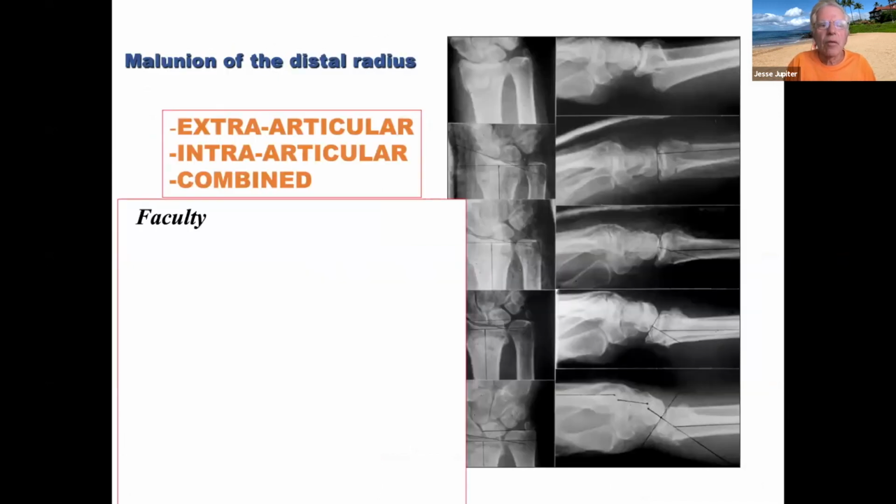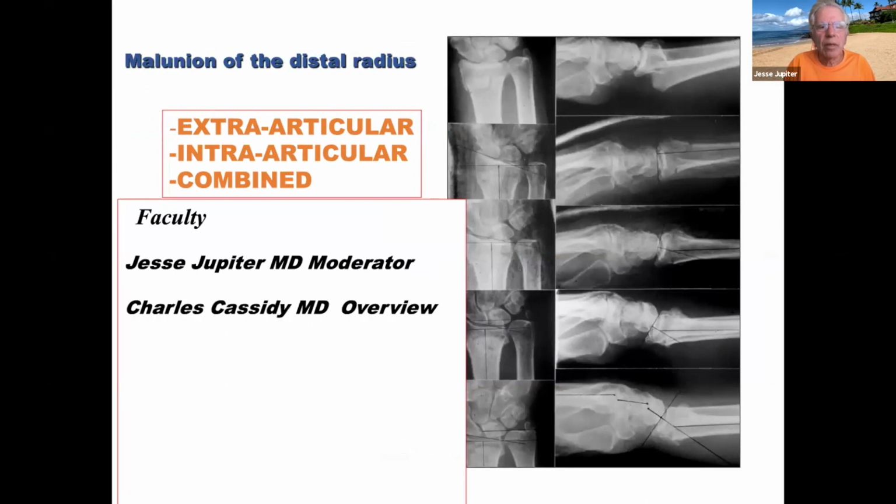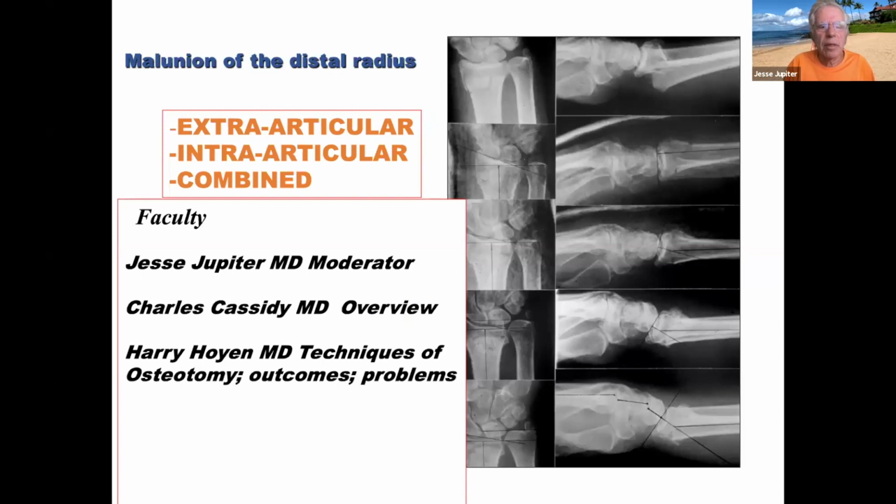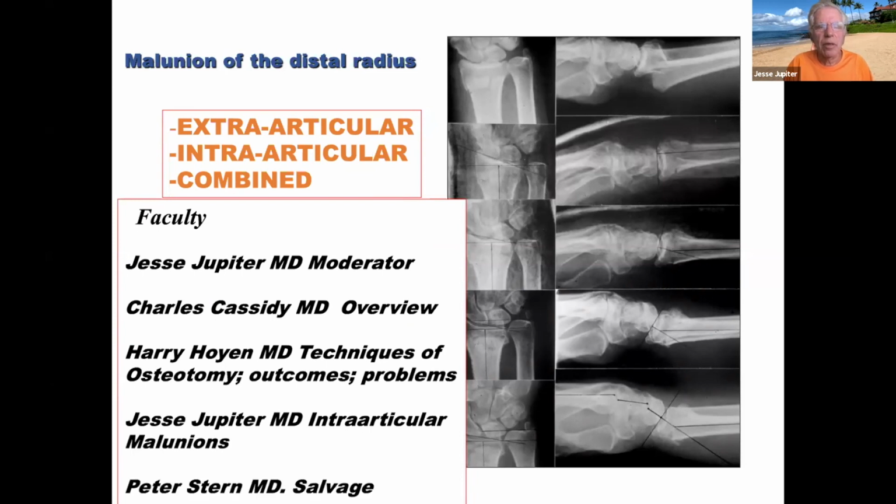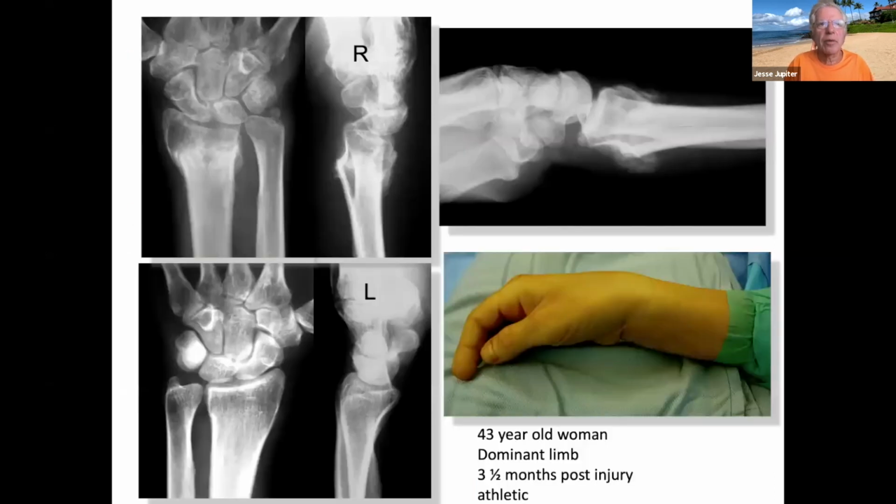What we're going to do is, besides my moderation, Dr. Cassidy will give an overview of what happens in deformity. Dr. Hoyne will look at some of the pitfalls and pearls of corrective osteotomy. I will try to cover malunions with intra-articular involvement, and Peter Stern will look at salvage of problems when osteotomy may not be indicated.